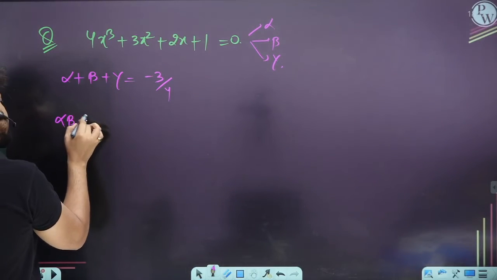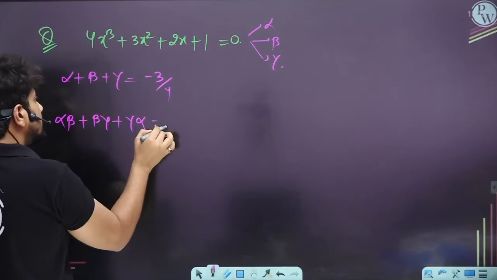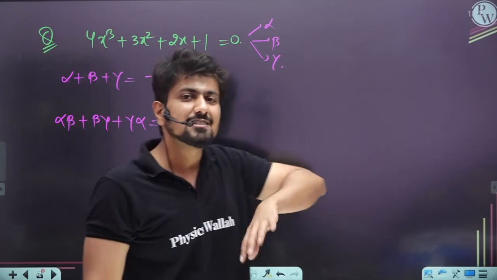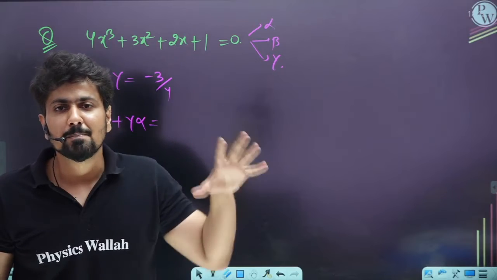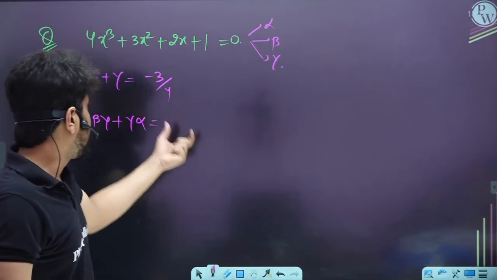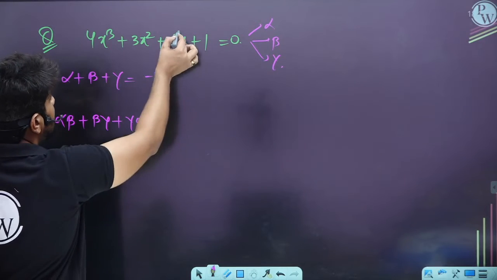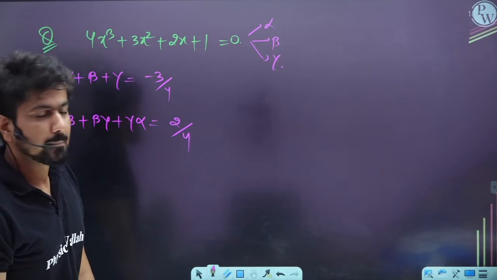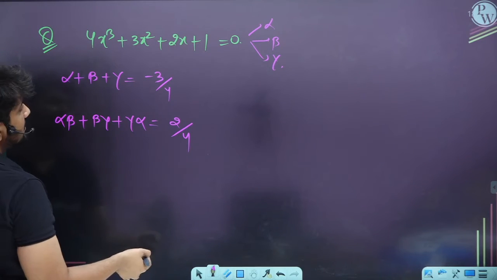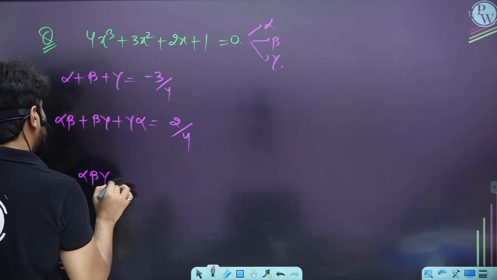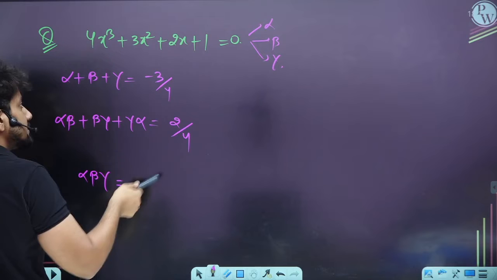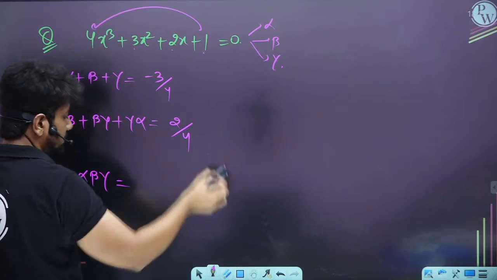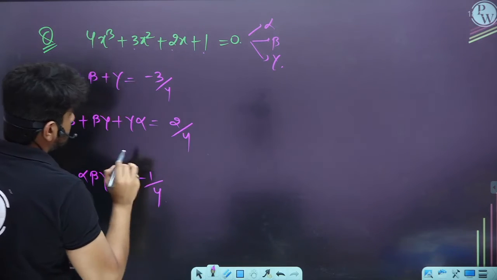Then the next thing, alpha beta plus beta gamma plus gamma alpha: minus b by a, then plus c by a, then minus d by a, then plus, minus, plus, minus. This is going to go on like this. This is the pattern we are seeing. Plus c by a, that is plus 2 by 4, will be alpha beta plus beta gamma plus gamma alpha. Then if I talk about alpha beta gamma, minus d by a, that is minus 1 by 4. Okay, everybody, minus 1 by 4.